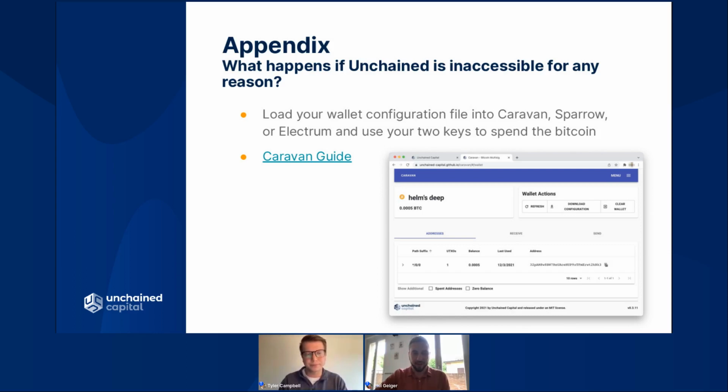That's right. So when you're down in El Salvador at Bitcoin Beach, you can load that file up into Caravan from any internet cafe and move your funds. So if you have that file digital, then you can find your Bitcoin from anywhere.